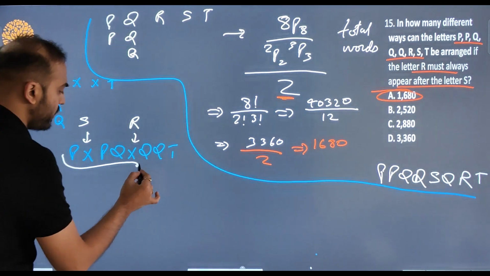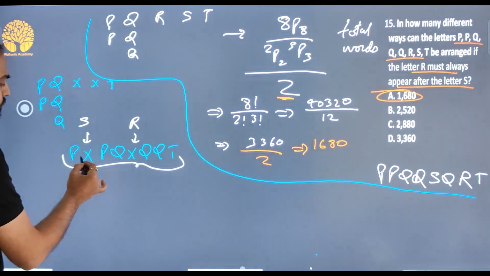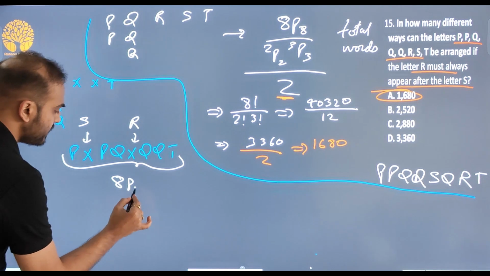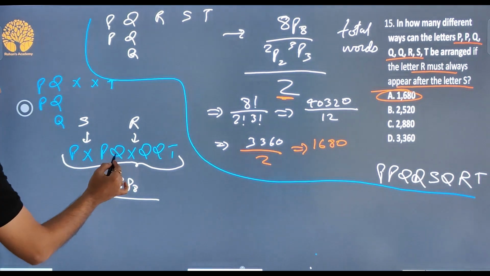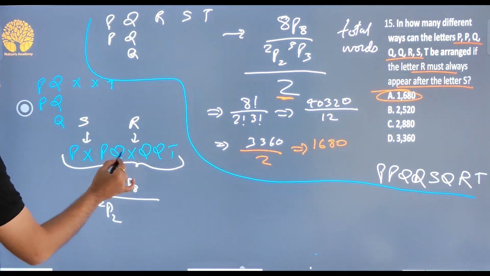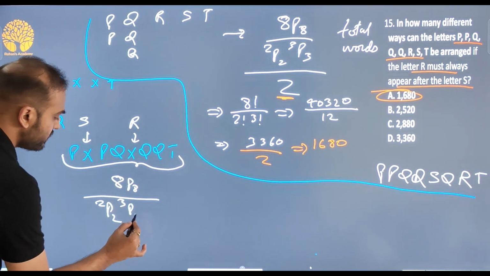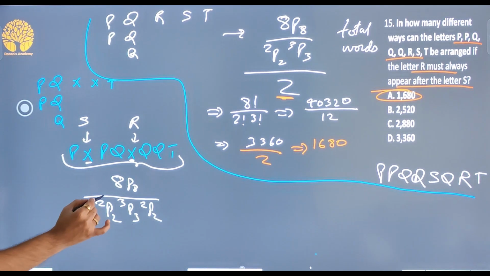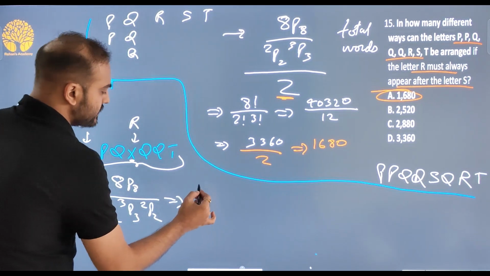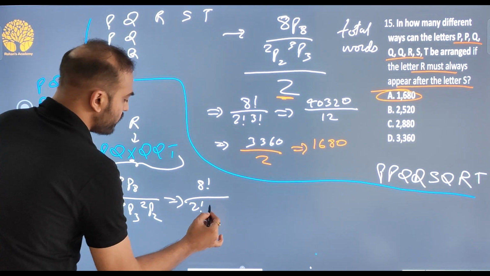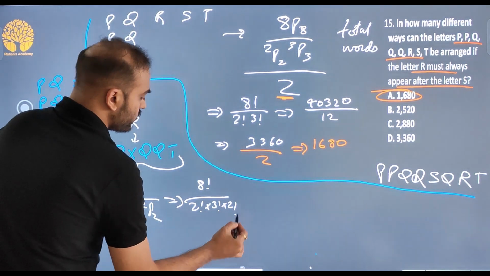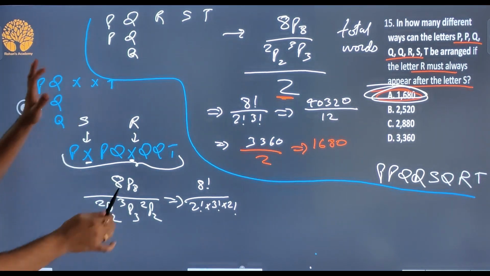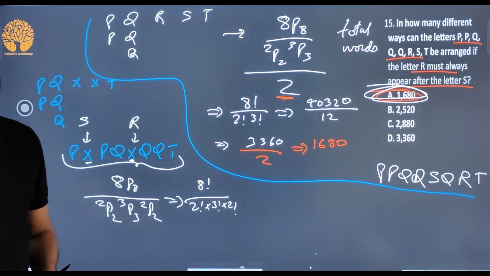Now the question comes, how many ways then? So I have 1 2 3 4 5 6 7 8, 8 letters, that's 8P8. 2 P's, so 2P2. 3 Q's, so 3P3. 2 X, so 2P2 again. So that's again 8 factorial by 2 factorial 3 factorial 2 factorial, that is 1680. This is another way to think about this.